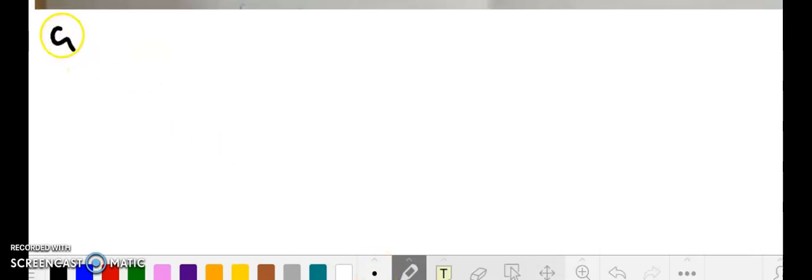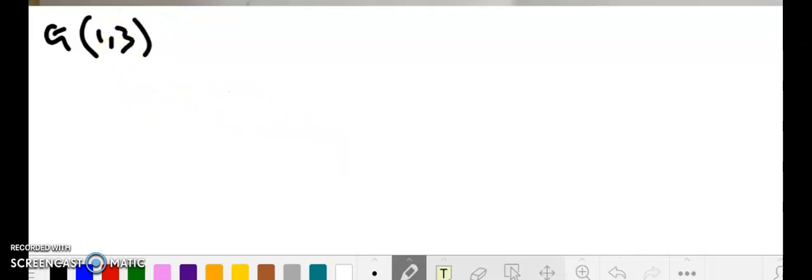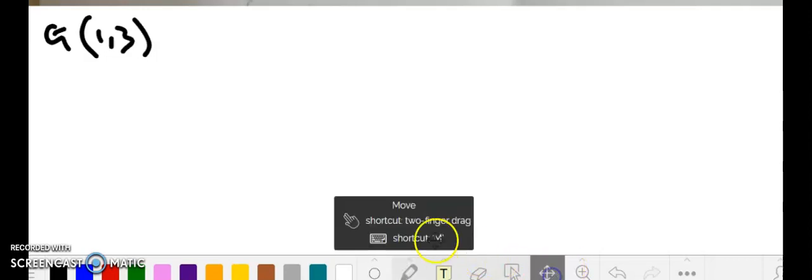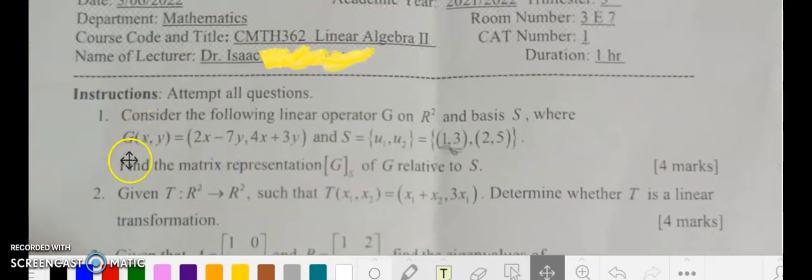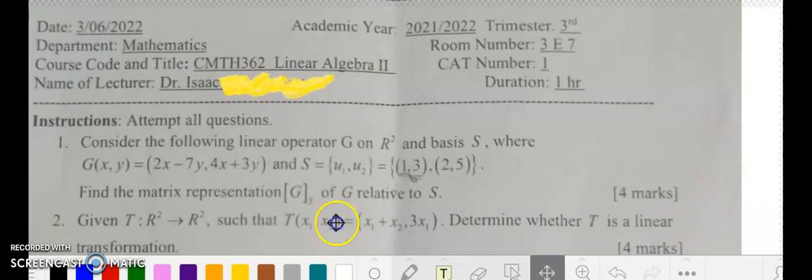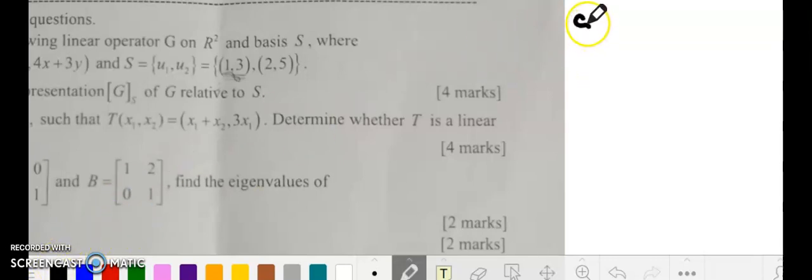So we have G, and G is given by two bases, which are (1, 3) and (2, 5). Here is the basis. The basis is (1, 3) and (2, 5). So we can keep this here so that we have them down. We've got G of (1, 3) as it is here.